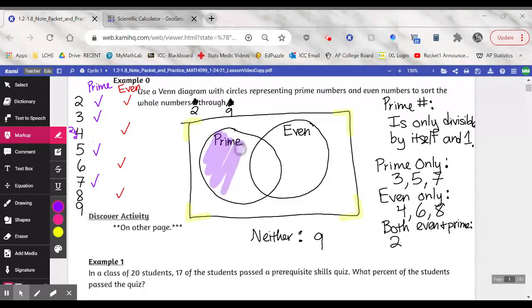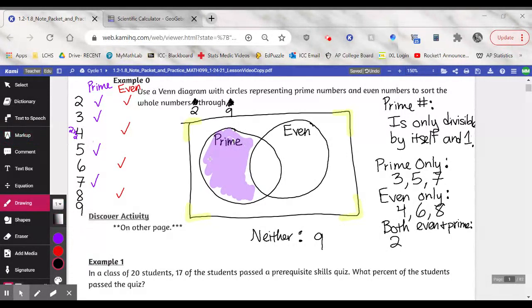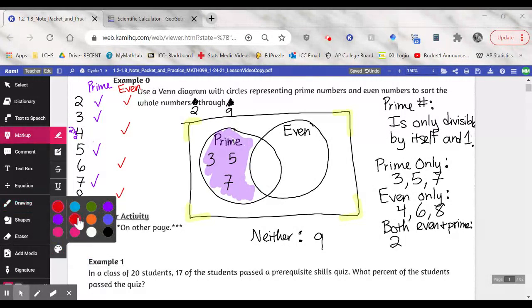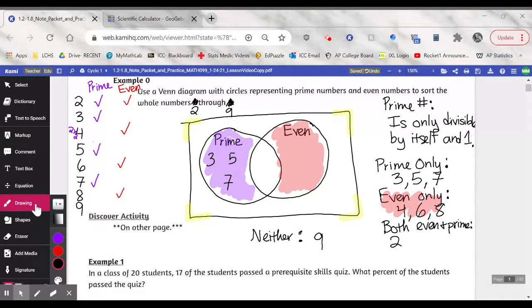So over here we have prime only. So our numbers 3, 5, and 7 will go there. You can just place them anywhere as long as they're in this part of the circle. You do not want to place them in the overlapped area. All right, for the even ones, those are going to go on this side. So for the even only, I'm going to place 4, 6, and 8.